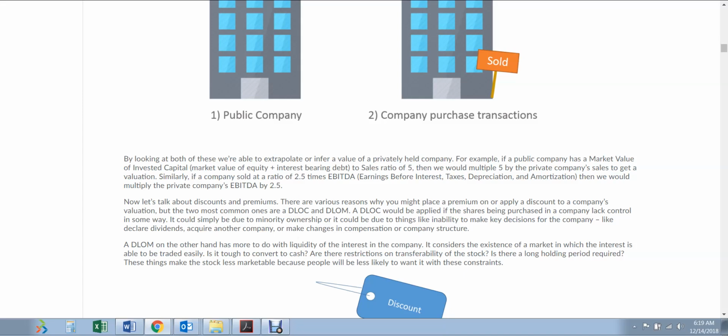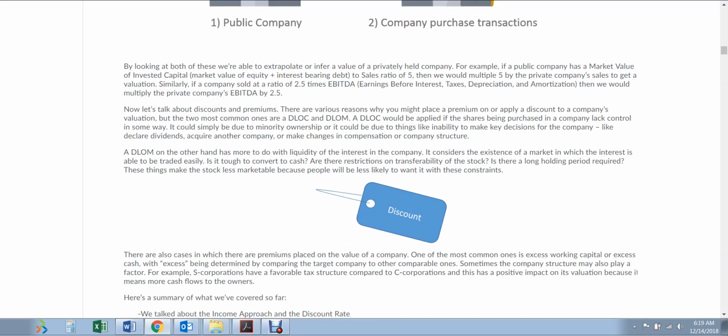One example of a premium, which we've got listed here below, is the S-Corp premium. So, there are different entity structures for companies. You can be an S Corp, a C Corp, a partnership and limited partnership, a limited liability partnership, LLC, and so on. And there are different tax implications for these different entities, right?